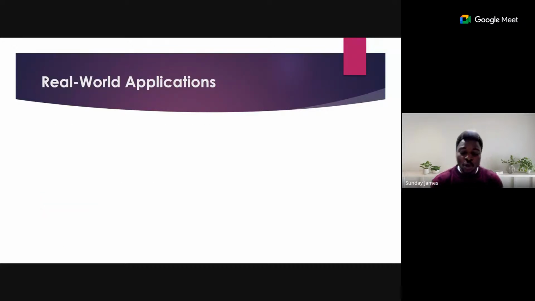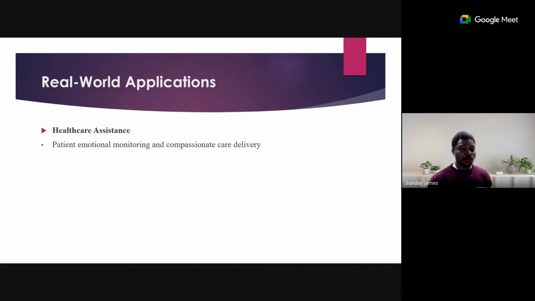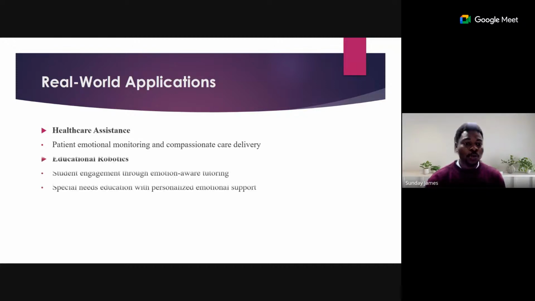As for applications of these systems, we can apply this in healthcare, where patients' emotions are monitored and the robot is able to respond and keep them in the conversation. Patients don't want to converse with a robot that does not understand how they feel, but our systems are able to understand how they feel, interact intelligently, and create a safe environment for patients to interact with the robot.